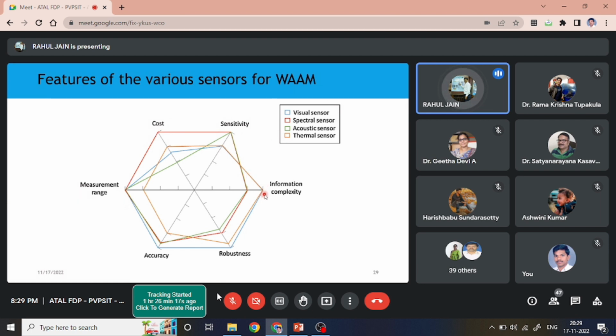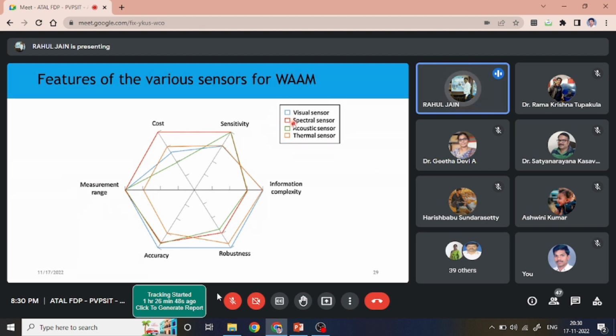Information complexity: it can capture everything, like I have already told you, molten pool dynamics, pool width, height, all this information it can capture. That way, the robustness and accuracy are good, right? It's just that the sensitivity of this particular sensor is a bit less, meaning even if there is a very small change, the sensor may or may not be able to capture it, depending upon what kind of sensor you are using, right? So this is about the visual sensor.